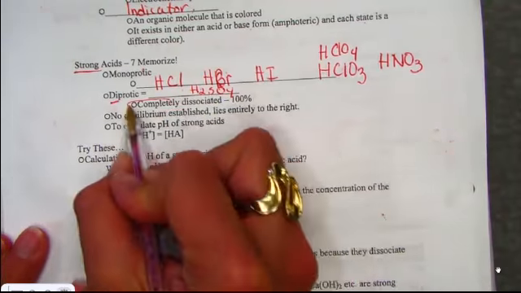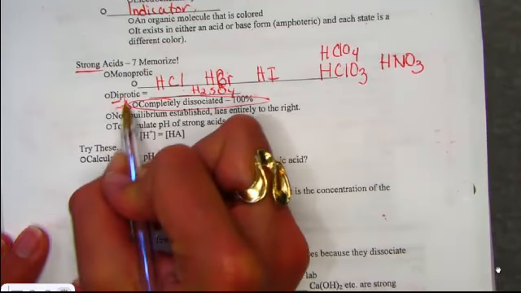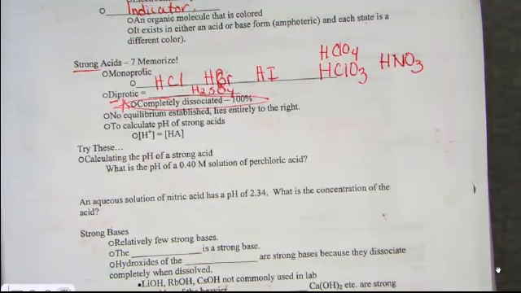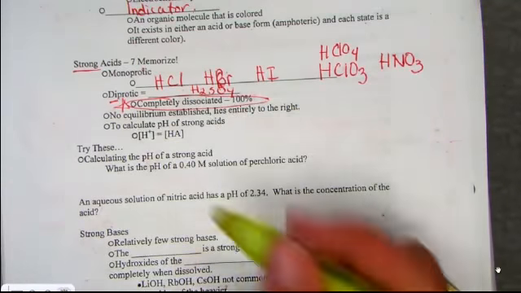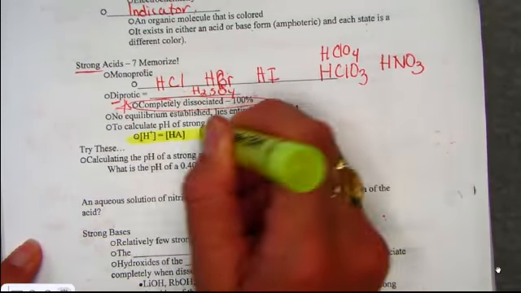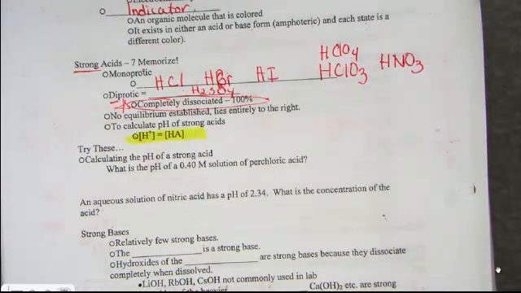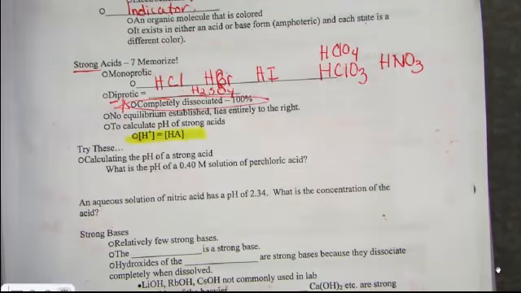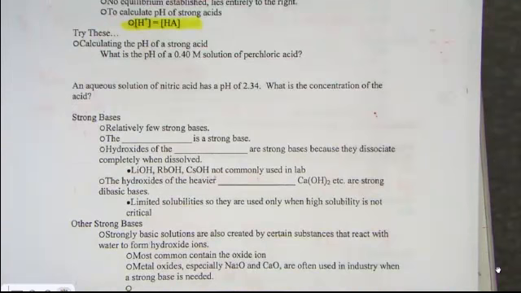What that means is when we're saying it's strong, 100% of it dissociates. So in my head, that means no equilibrium, that when I'm given the concentration of the acid, that tells me directly the hydrogen ion value. I don't need to do any kind of ice chart to figure it out. It 100% lies to the right of an equilibrium. So let's take a peek at one of these, just called a try these.